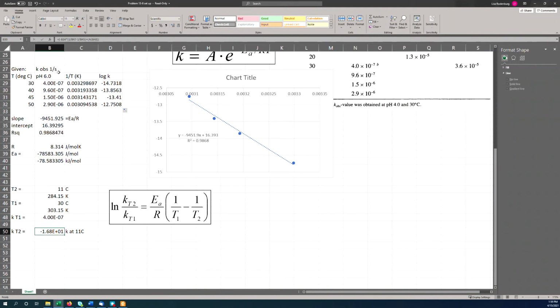Okay, still, this is too small. What are we doing wrong here? Maybe we have a parentheses problem. Let's try to see if we can fix our parentheses. Does that work? Nope. Yep, this is way, way too fast. So now I'm going to pause the video and figure out what the heck I did wrong.